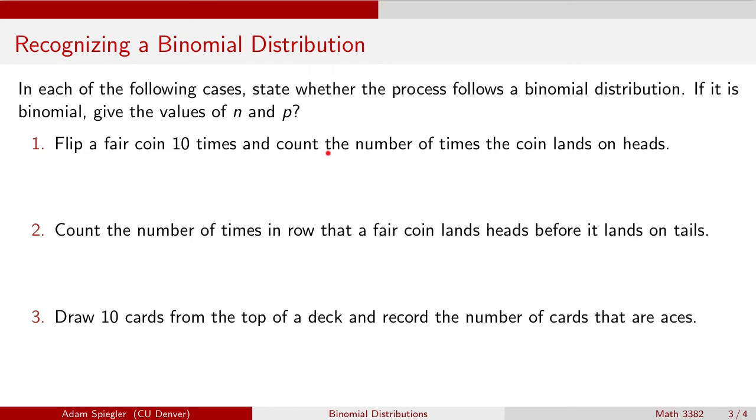So if we flip a fair coin 10 times, count the number of times the coin lands on heads, just keep in mind here that a success would equal the coin lands on heads. We have only two outcomes, heads or not heads, which would be tails. We have a fixed number of trials, 10 of them. Probability of success in any one of those trials, since the coin is fair, is 1/2, and any one flip is independent of what happened on all the other flips. So each trial is independent of the other. So here, this is a binomial distribution where n is 10 and p is 1/2.